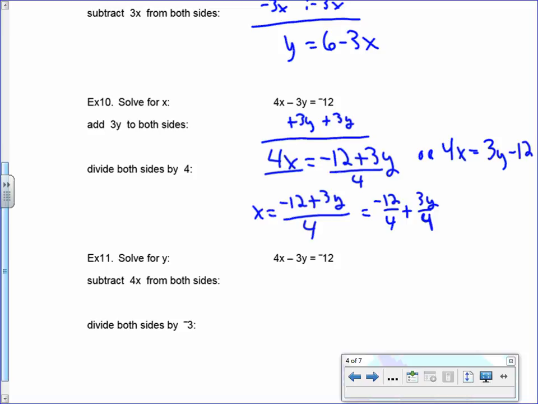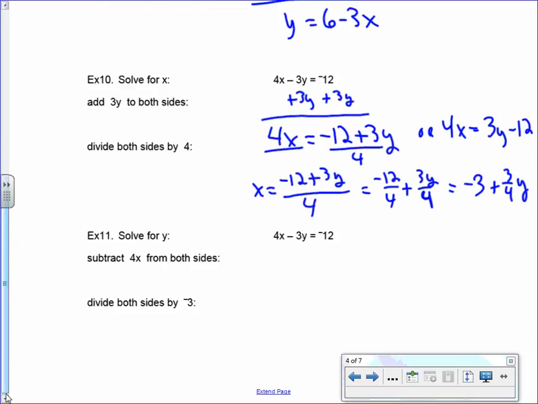Sometimes you'll need your calculator, sometimes you won't. I think all of you can say 12 divided by 4, right? What is it? 3, so this will be negative 3. And then this 3y over 4, we typically write that as a 3/4 y. This is leading us into our unit on graphing that's coming up. Do y'all remember graphing last year? Does anybody remember y equals mx plus b? This is leading us into being able to do y equals mx plus b.